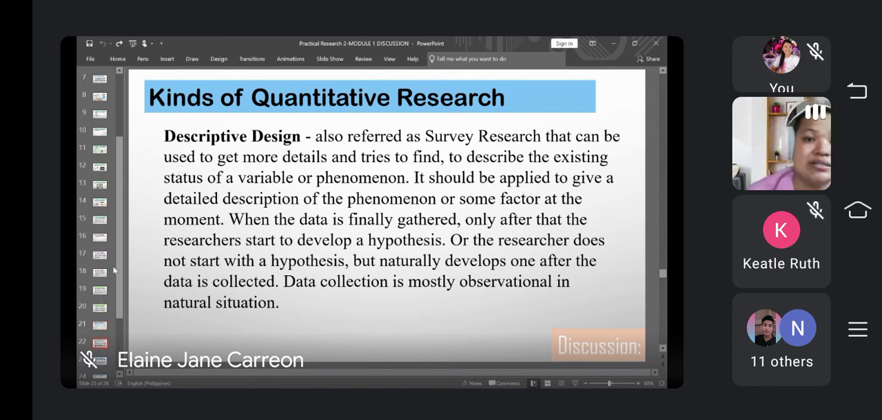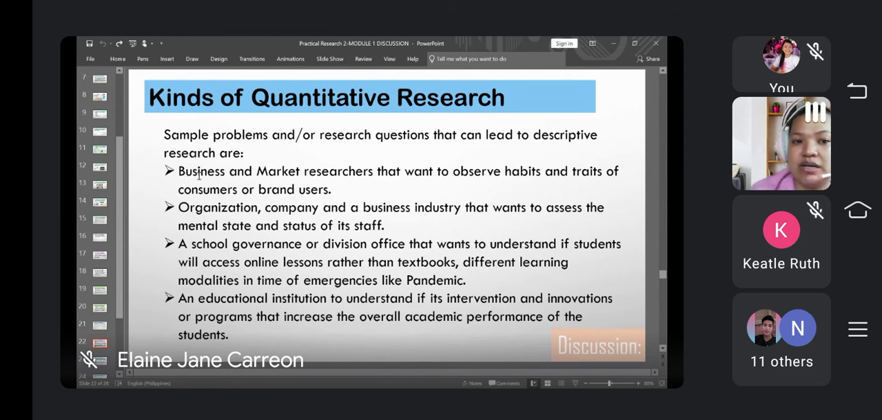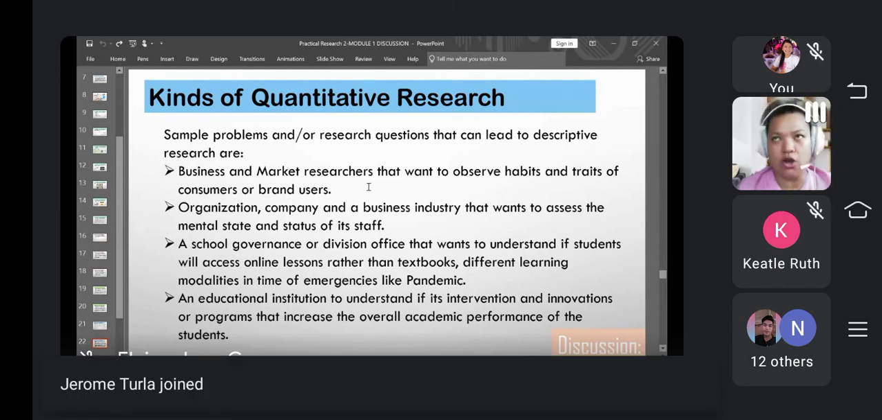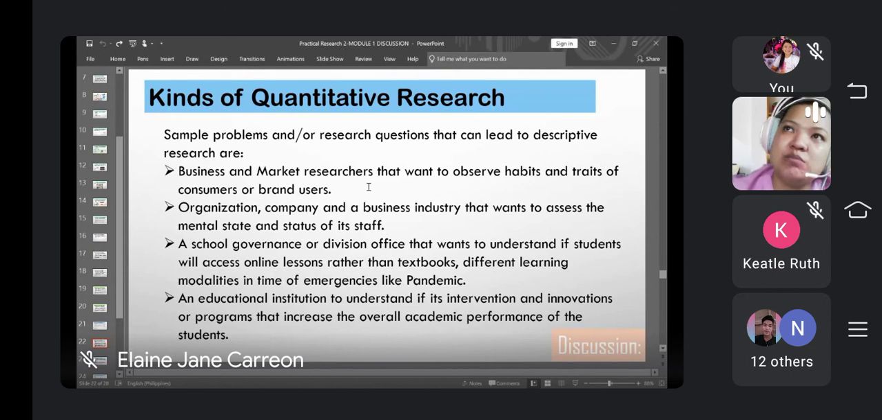Ito yung mga examples. So, business and market researchers that want to observe habits and traits of the consumers or brand users. Example, ano ba ang gamit na sabon panlaba ng lahat ng nanay sa Remedios National High School? Lahat ng nanay sa Remedios. So, siyempre, dun sa poll na yun, maglalagay ka ng mga choices. Ano ba yung mga sabon? Surf, Breeze, Tide, Speed, ano pa ba?